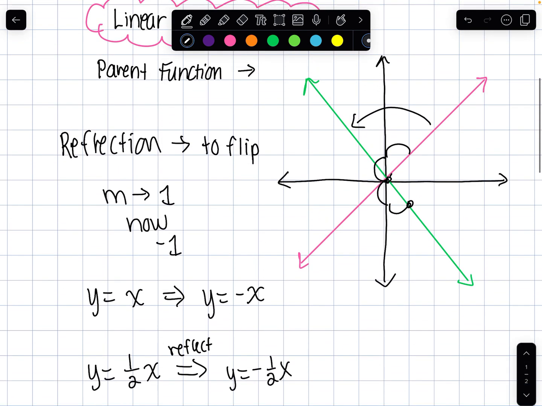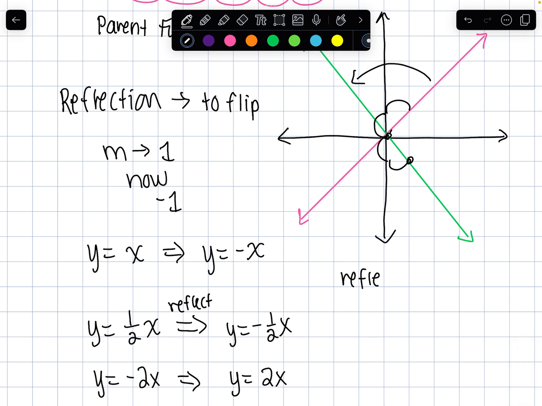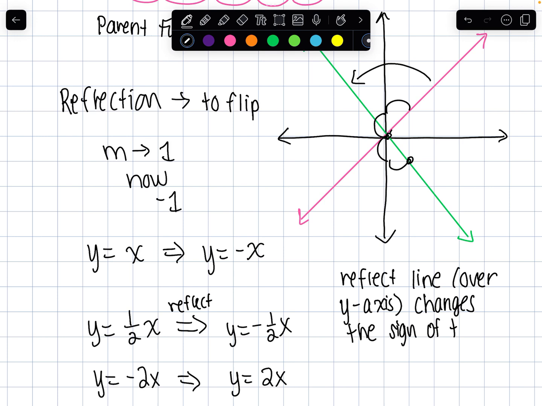So in this, reflecting a line, and again, we're going over the y-axis, you might want to write that part down too. It changes the sign of the slope. So if it was positive, now it's negative. If it was a negative slope, it changes to positive. It doesn't change the number of the slope, and it doesn't change the y-intercept because it's still starting at the same place. It only changes the sign, which is the direction of the slope of our line.